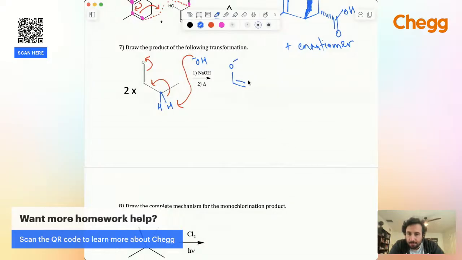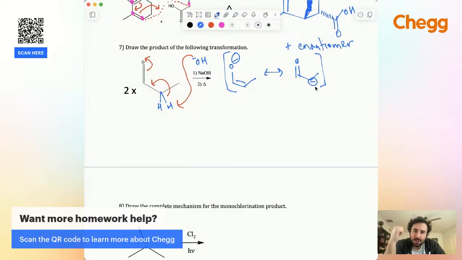Whoops, missed a carbon there. So there is our 3-carbon enolate. And enolates are a source of nucleophilic carbon because we have another resonance structure there. One of the resonance structures involves a formal negative charge on carbon, right? And if you have negatively charged carbon, that's nucleophilic carbon, right? A carbanion can go and attack something.